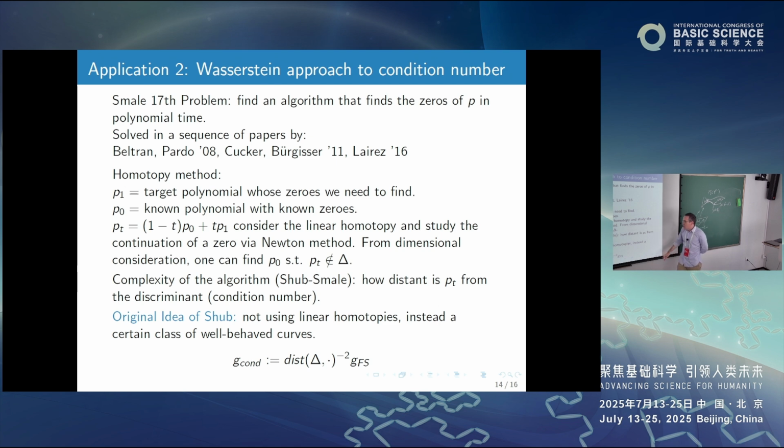However, there was this original idea of Shub: not using linear homotopy, but instead, why don't we change the metric on the space of polynomials and consider what is called the condition metric? What you do is multiply the classical Fubini-Study metric by 1 over the distance squared from the discriminant. So you penalize the fact that you arrive at the discriminant. In this way, the geodesics of this metric will necessarily avoid the discriminant by a safe amount, okay, in your manifold.